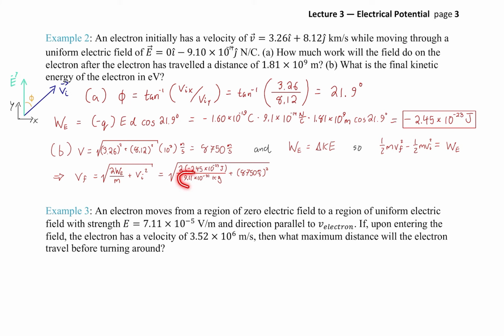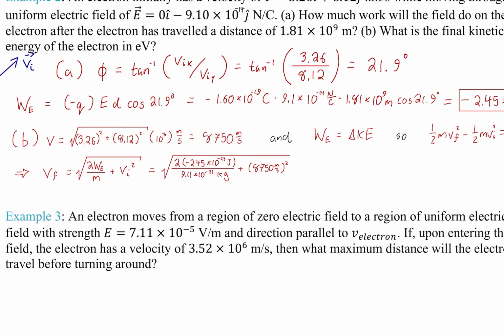Notice I plugged in the mass of an electron, the quite small mass, and I plugged in my work done by the field. Okay, I almost said change in energy, but it's the work done by the field. It is negative because it is slowing the electron down. This is going to give me a value of V final that's smaller than V initial. Okay, and there we go, 4,780. So it's taken away about half its velocity.